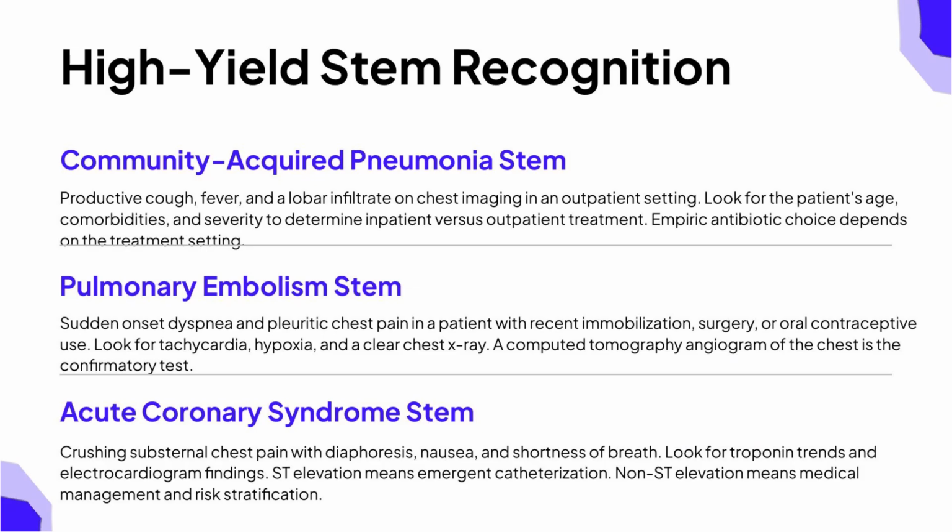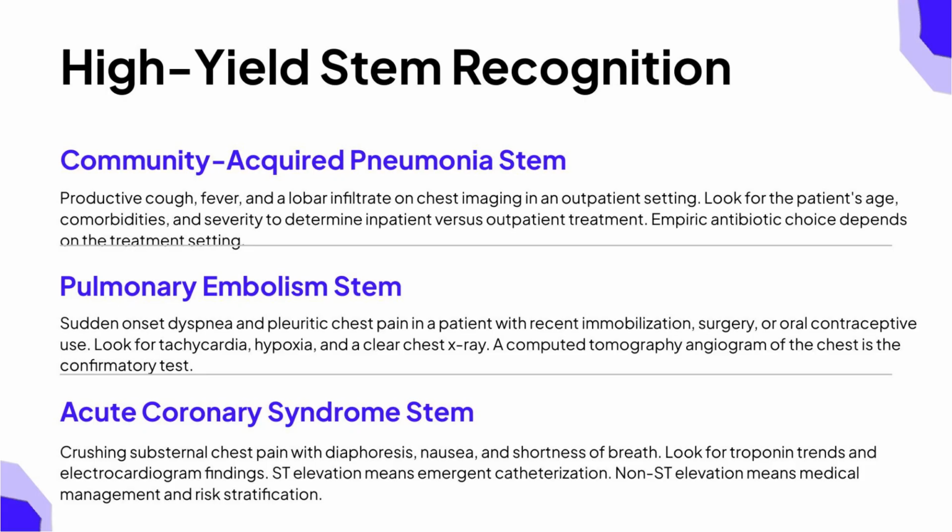Let us go through the classic stem patterns you will see on test day. For community-acquired pneumonia, the boards love giving you a patient with productive cough, fever, and a lobar infiltrate. The key decision point is whether this patient needs to be admitted or can be treated as an outpatient. Look for severity markers like altered mental status or hemodynamic instability to guide that decision.